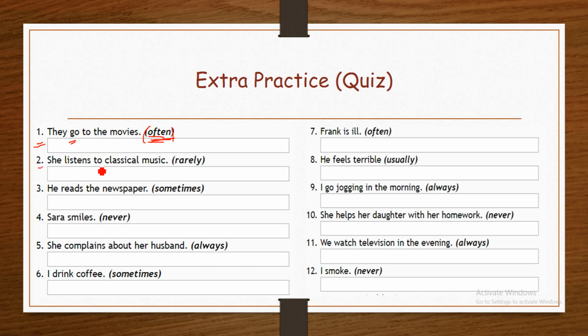Number two, she listens to classical music. We have a main verb. Therefore, she rarely listens to classical music. Number three. He reads the newspaper. We have subject plus main verb. Therefore, he sometimes reads the newspaper, which means 50%. Subject plus adverb of frequency plus main verb.